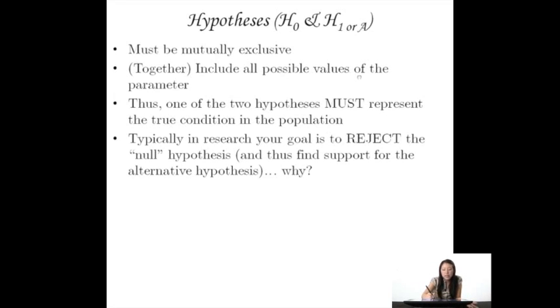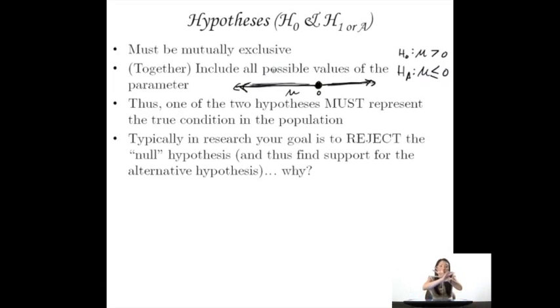Also, together, they must include all possible values of the parameter. You could think of the parameter, such as mu, on a number line, and you need to cover this entire number line. So you could have a null hypothesis like mu is greater than 0, right? So if this is 0, you might say mu is greater than 0. But then your alternative hypothesis has to be mu is less than or equal to 0, so that you color in all of that too, right? Because that way you'll cover the entire parameter space.